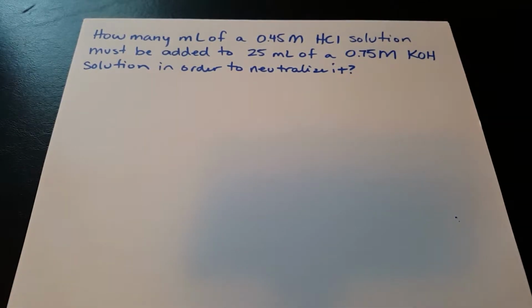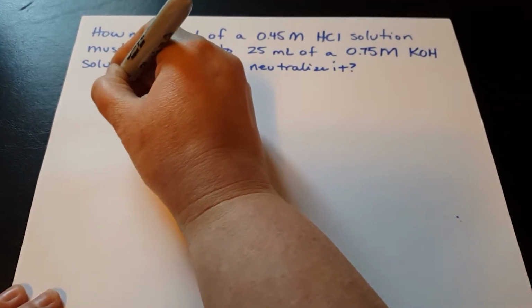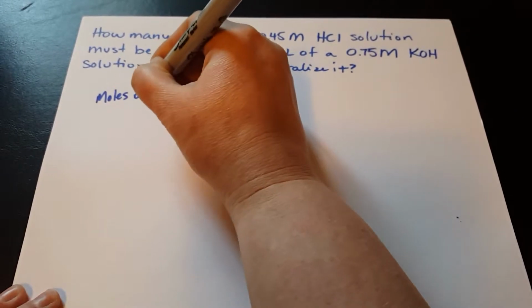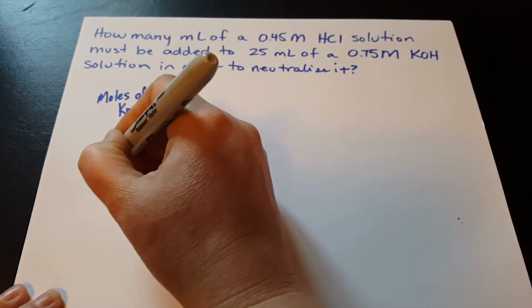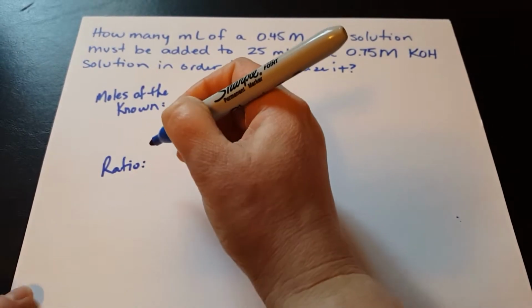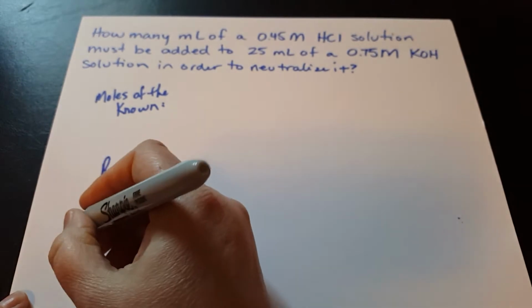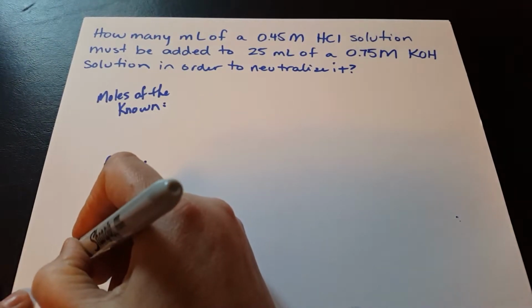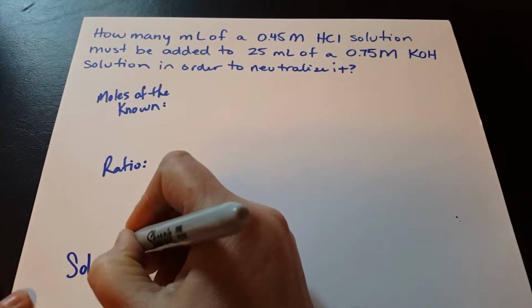In our first neutralization reaction, we're going to do 3 steps to solve it. First step, we're going to want to find the moles of the known. We're going to want to confirm the ratio of the hydroxide to the hydronium ion, and/or the H plus, the proton. And then finally we're going to have to solve for the unknown.